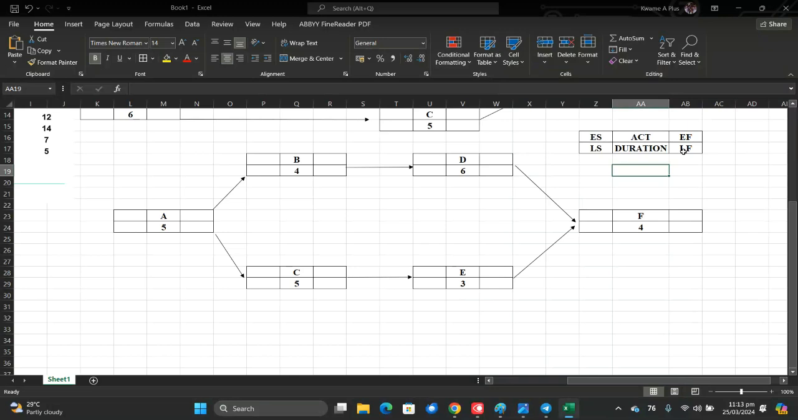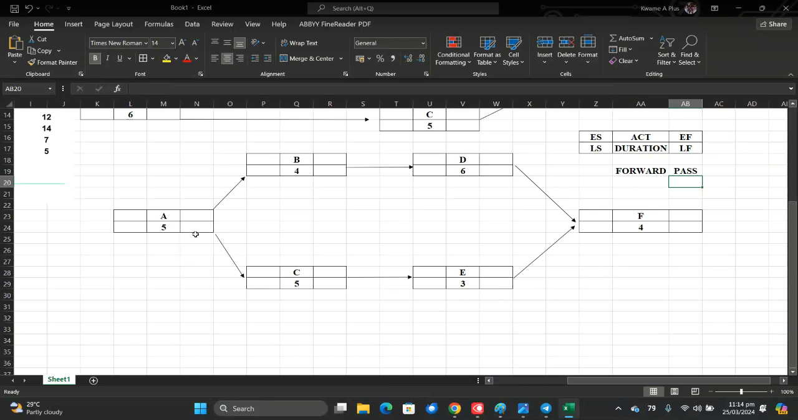Okay, so let's move on. So we have the earliest start, earliest finish, latest start, latest finish, and then the duration and the activity itself. So we have the activity and the duration right here. So we said we want to do what we call the forward pass. Forward pass means we are moving in the right direction, not the reverse.